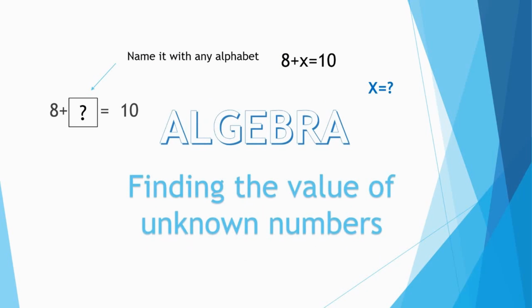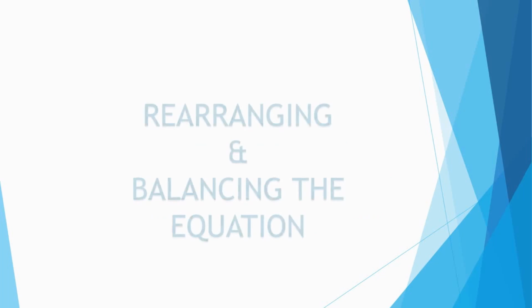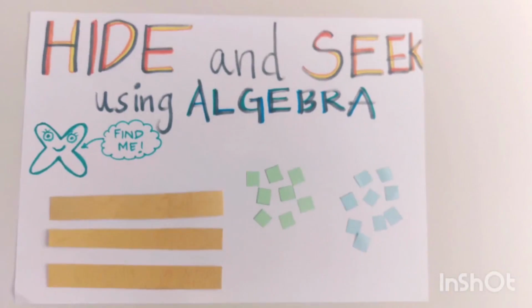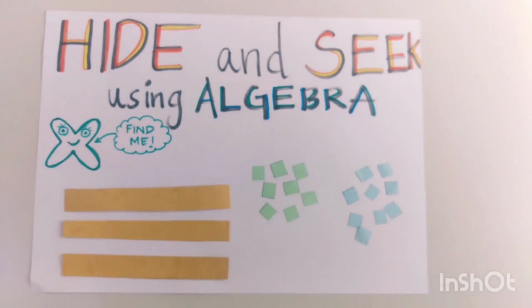Now, how to find the unknown value? Rearrange the equation in such a way that unknown values are on one side of the equation and known values are on the other side. But these rearrangements can't be done as per our wish. They have certain rules. One of the foremost and basic rules is that both sides of the equation should be balanced, like a balanced scale. But how to balance it? Let's watch. Now, we are going to play an interesting game using algebra.